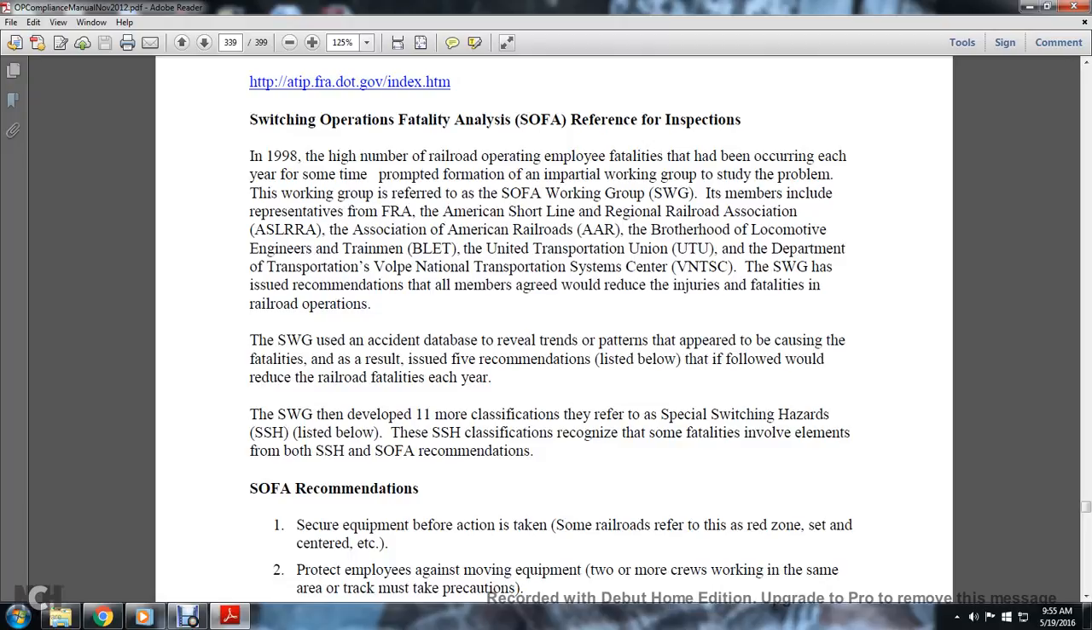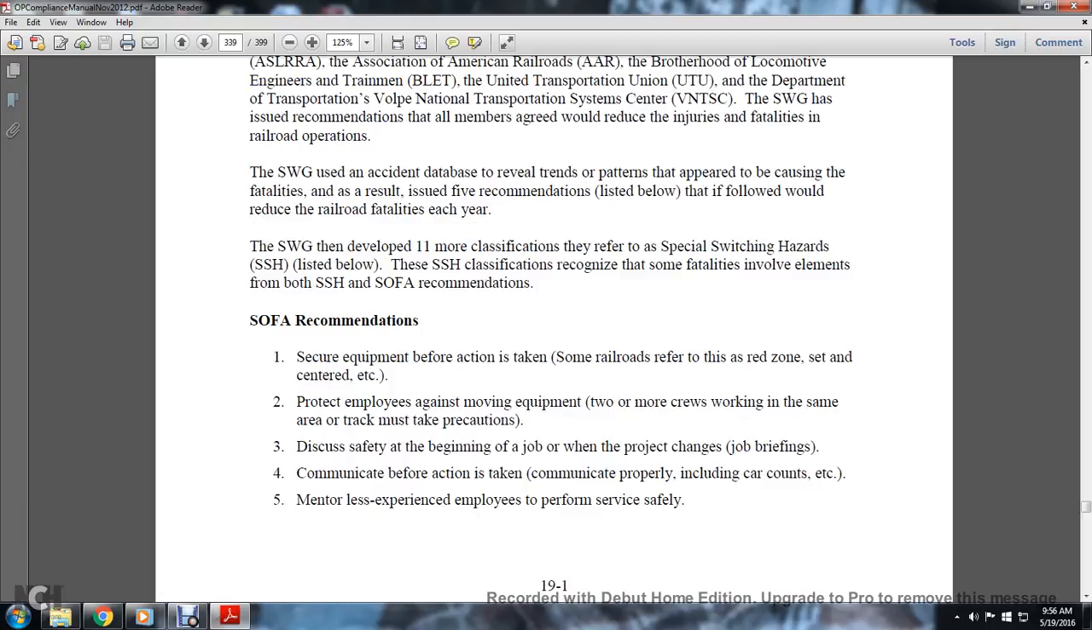The SOFA work group also developed 11 more classifications that refer to special switching hazards, SSH, listed below. The special switching hazards classifications recognize some of the fatalities and involve elements from both the special switching hazards and the Switching Operational Fatality Analysis recommendations.